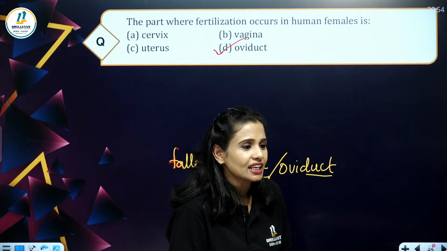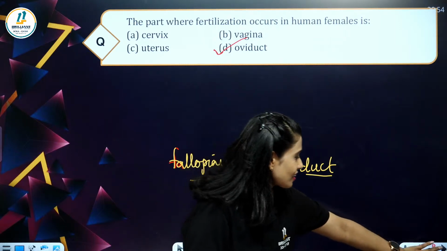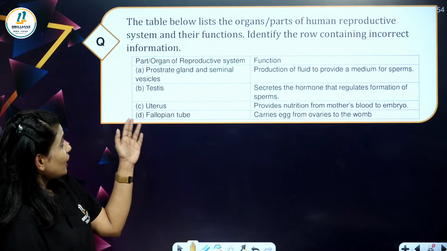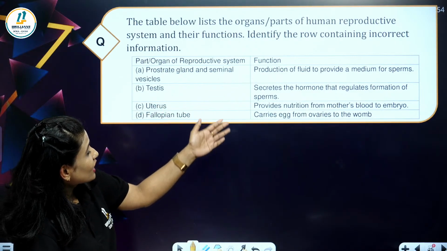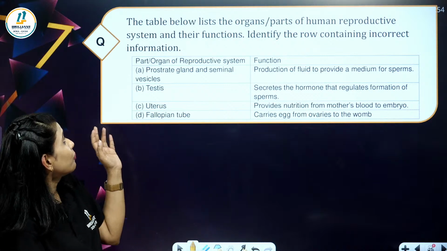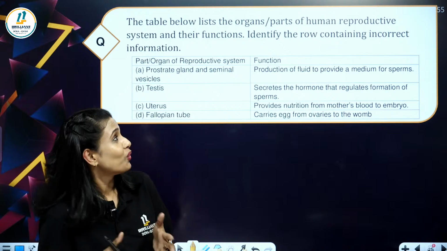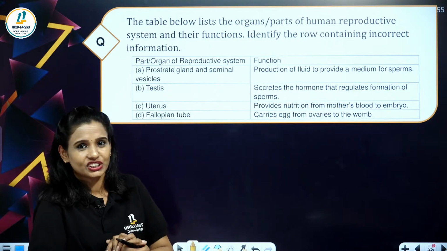Okay, let's do the next question. Are you ready? Okay, the next question for you. The organs or parts of the human reproductive system and their functions. Identify the wrong, incorrect information.